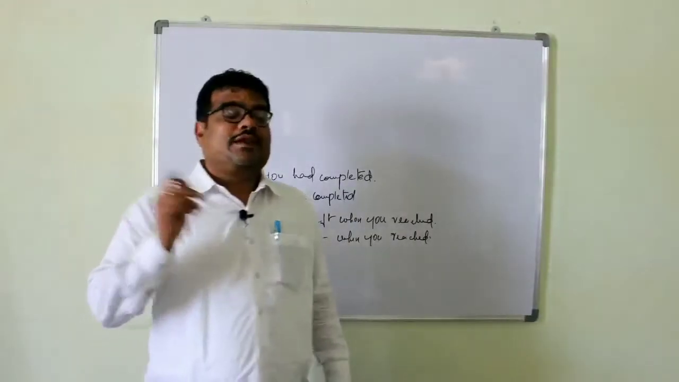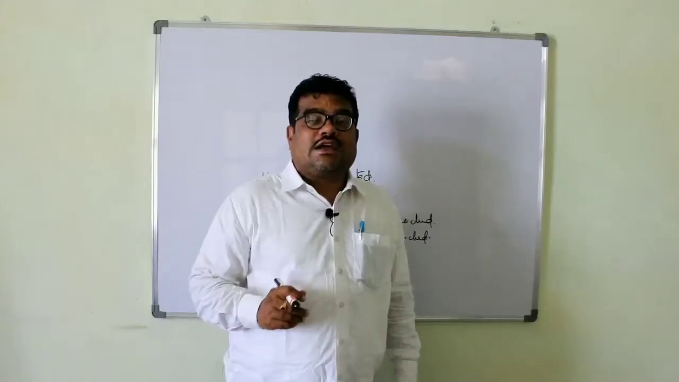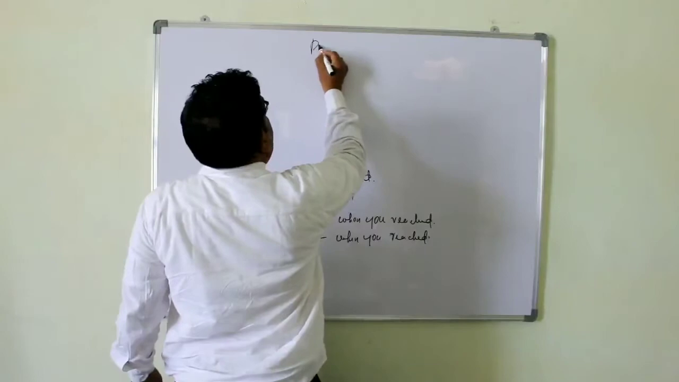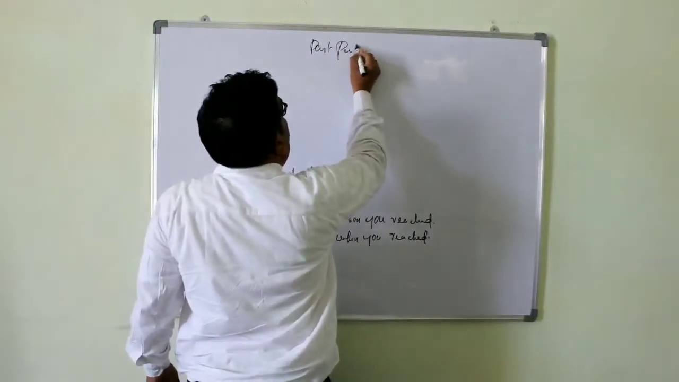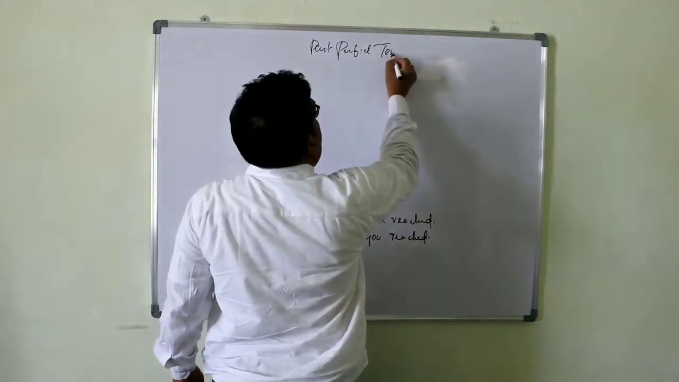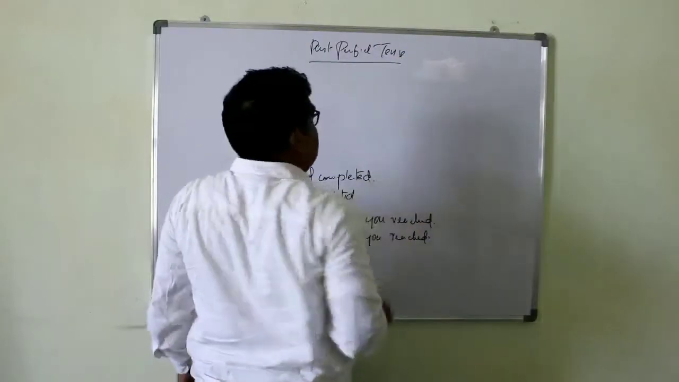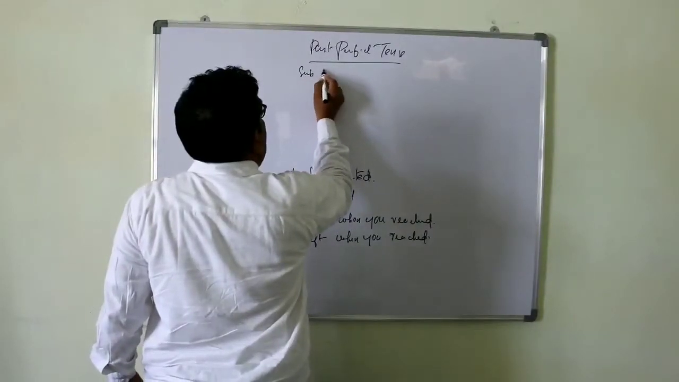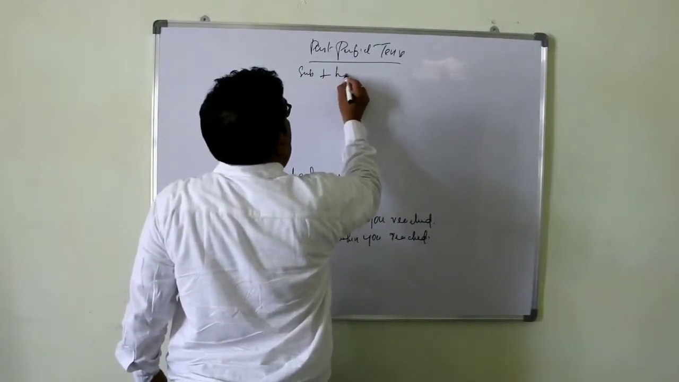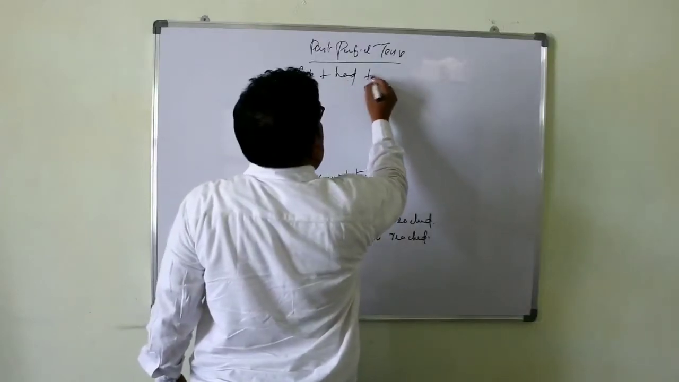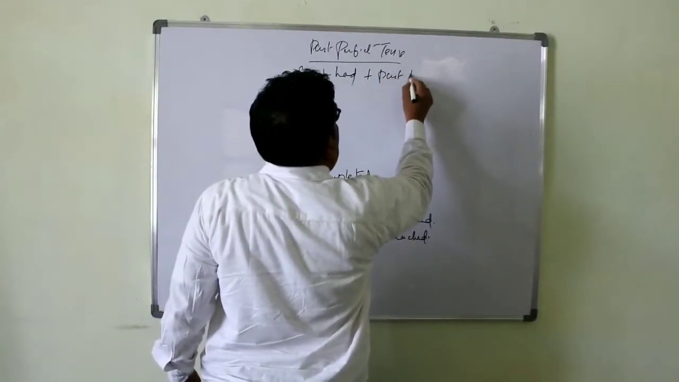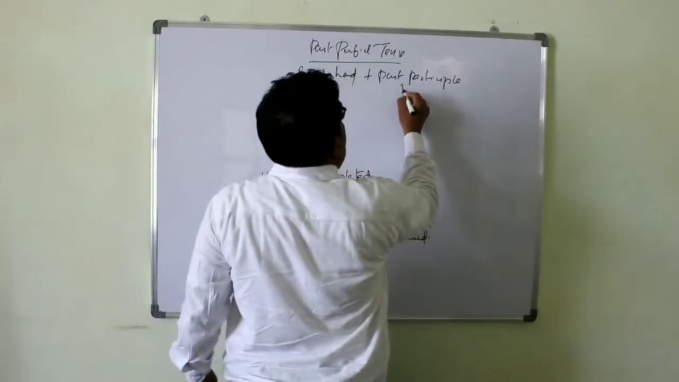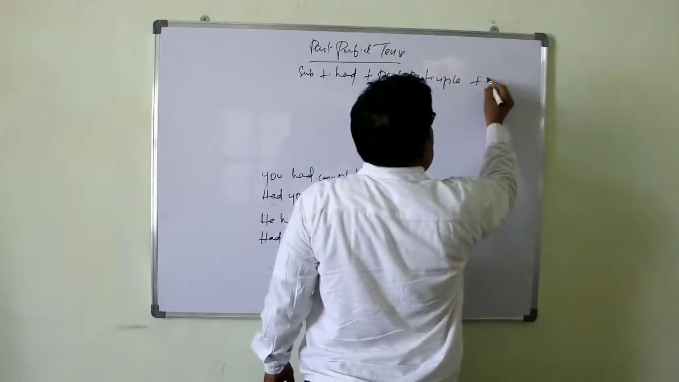Welcome once again. Today we shall discuss past perfect tense. First we will discuss the structure. Subject plus had plus past participle of the verb, that is V3, plus complement.